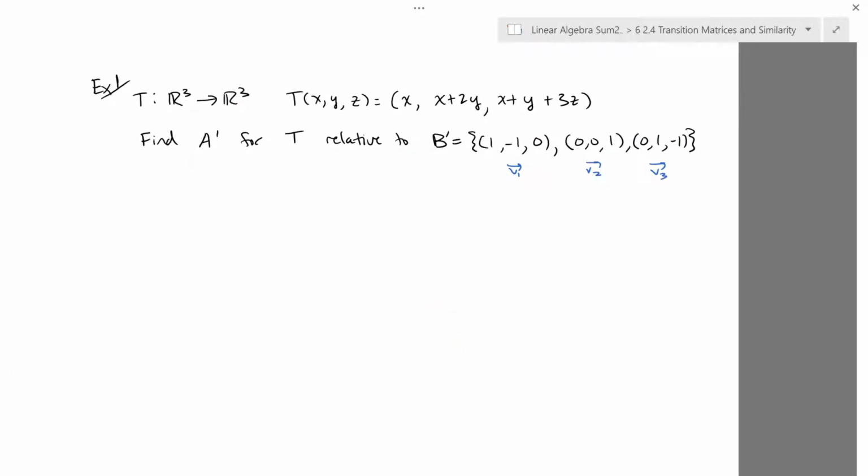We now look at a 3x3 example where we don't know what the resulting matrix A prime is going to be. Okay, so this is the linear transformation, and we want to find the matrix A prime for T relative to this basis B prime. So we're going to do it following what we did previously, where we first use the standard matrix and then do the change of basis to figure out what A prime is going to be. Okay, so first, what is the standard matrix?